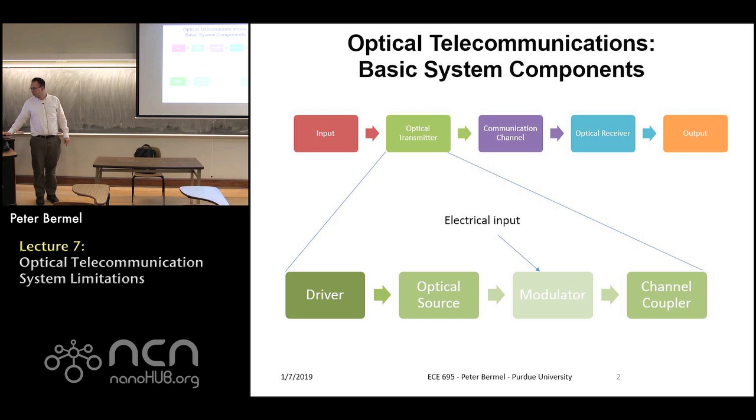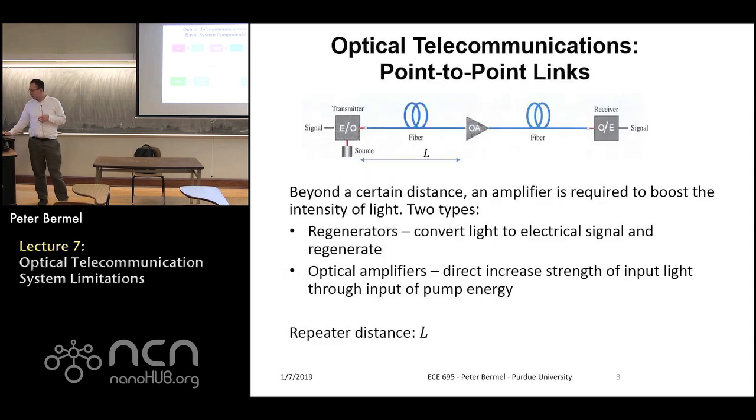Okay. So remember in the first week, we talked about how these optical telecommunication systems work. We said they're basically three key elements: the transmitter, the communication channel, and the optical receiver. And that's how you take your input data and output it somewhere else, right? So now I wanted to focus a little more on what the communication channel looks like.